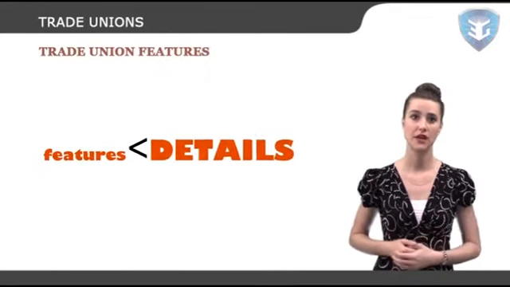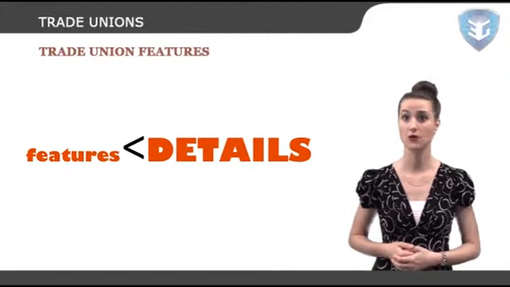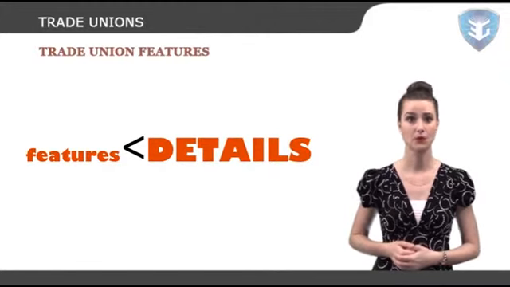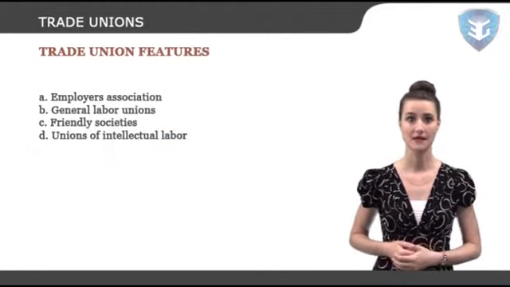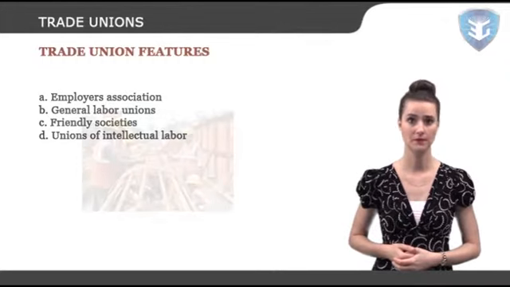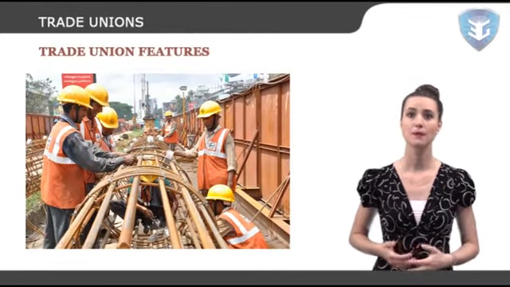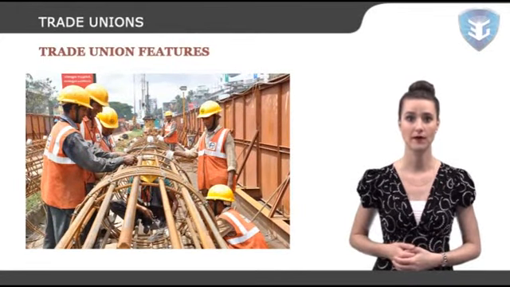Some features of trade unions are: it is an association either of employers, employees, or of independent workers. They may consist of A. Employers' associations, B. General labor unions, C. Friendly societies, D. Unions of intellectual labor. It is formed on a continuous basis. It is a permanent body and not a casual or temporary one. They persist throughout the year.